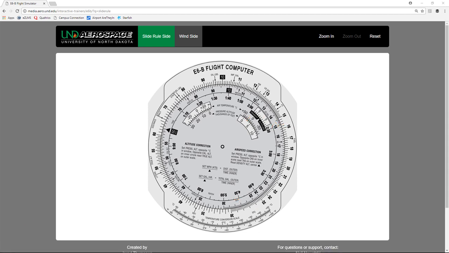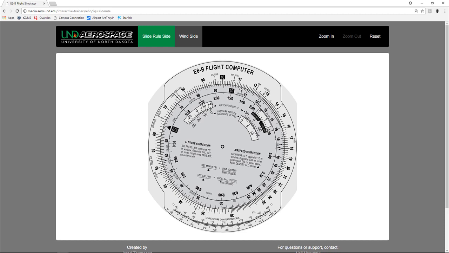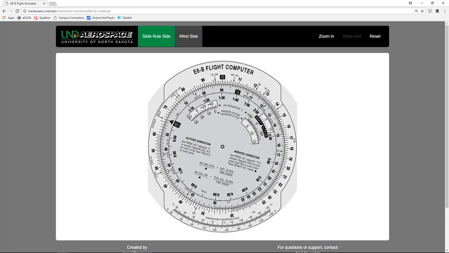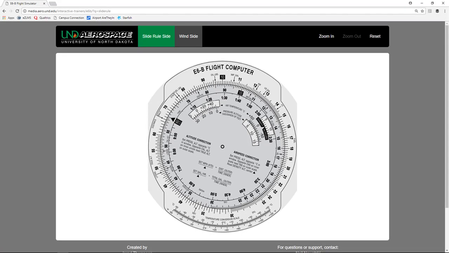In the next example, let's say we know what our true airspeed is, but we don't know what our calibrated airspeed is, so we can do the same thing to figure that out. We have a known temperature of 30 degrees Celsius and a pressure altitude of 5,000 feet. So we will align our 30 degrees Celsius with the number 5 on the pressure altitude window. Let's see, right about there. So now we have 30 degrees Celsius right here, aligned with 5,000 feet pressure altitude.